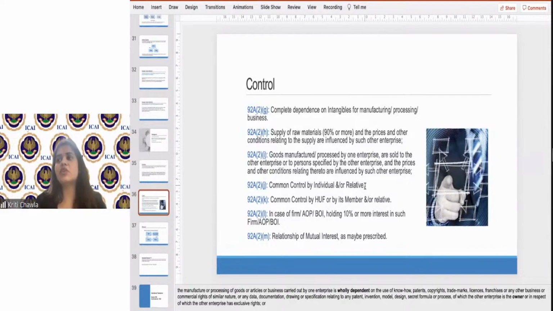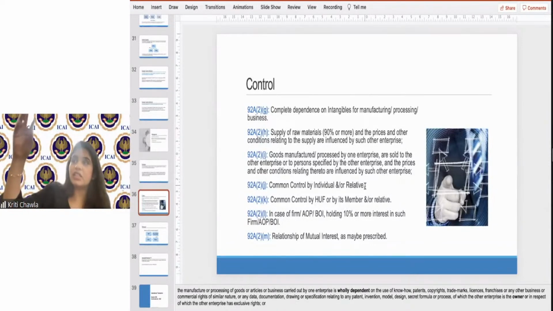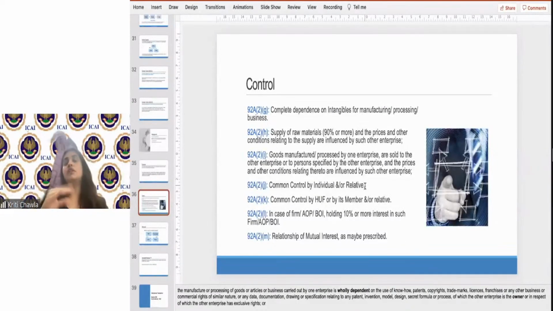Practically, I've seen a lot of scenarios wherein one brother is a shareholder with 26% or more in one company, and this individual's brother is a shareholder in another company. Well, then these two companies also become related to each other, because there is a common control by this individual and their relative. So if one brother is holding one company and another brother is holding another company, because they are relatives by virtue of the Income Tax Act, the two companies also become related to each other. That is what is provided by section 92A(2)(j).